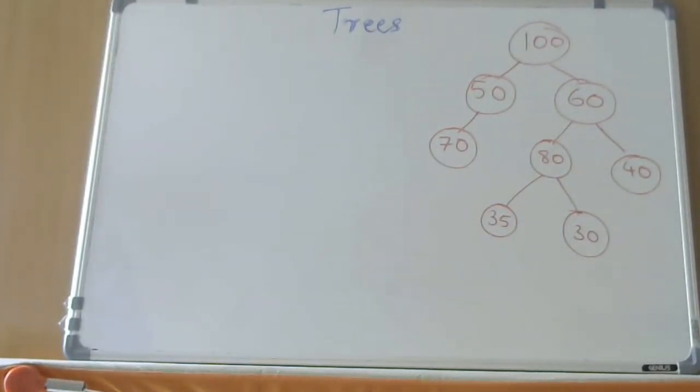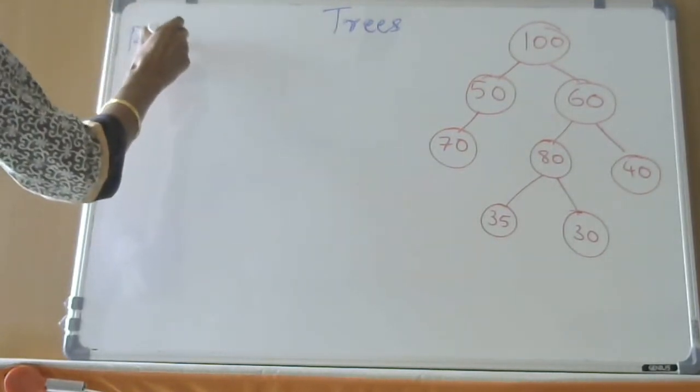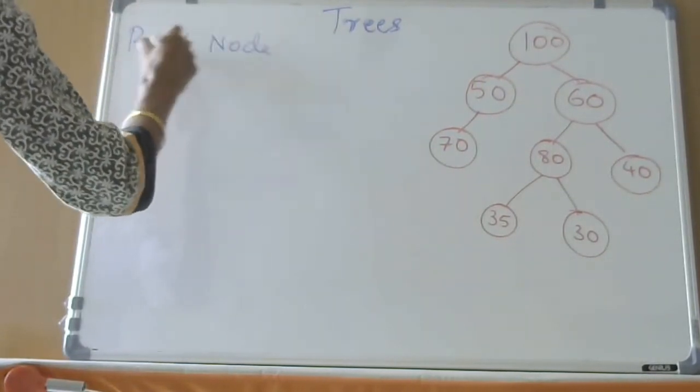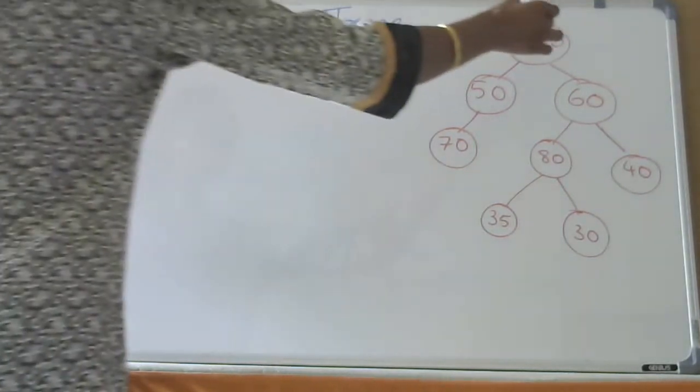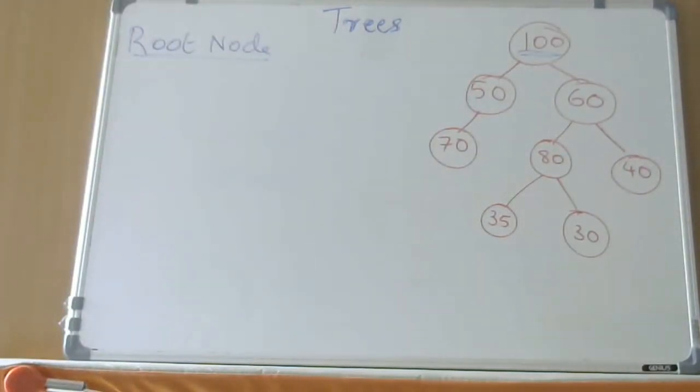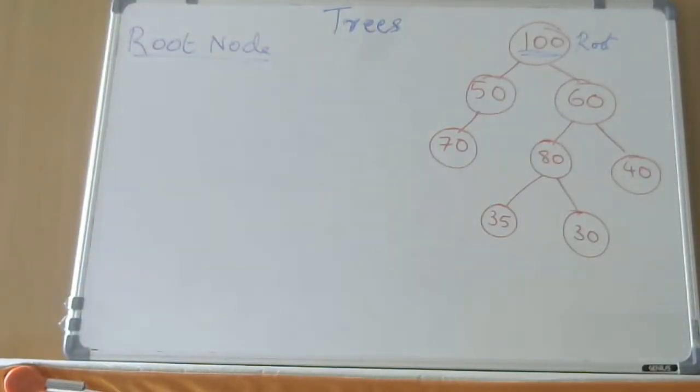The first terminology that we are going to define is the root node. The first node, which is written on the top, is always the root node. The root node does not have any parent. As I said, trees are always represented in the form of a parent-child relationship. If you see this, 100 is the root node. Root node will not have any parents; as you observe, there are no parents for this particular node.